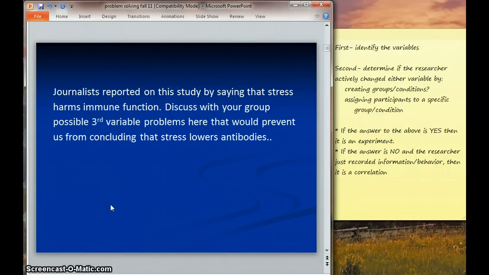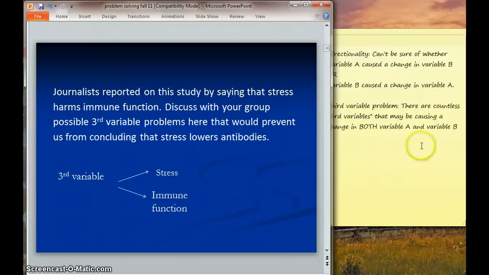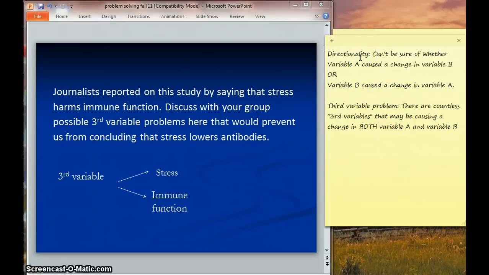Now, whenever we have correlations, one of the things that I want you to remember is that correlation does not equal causation. Okay, there's 2 reasons why we can't infer causation. All right, so look over here at the sticky note, the second sticky note that I made for you. We have the 2 problems, directionality and third variable. So with directionality, the issue is you really don't know, did variable A cause a change in variable B? Would variable B cause a change in variable A?